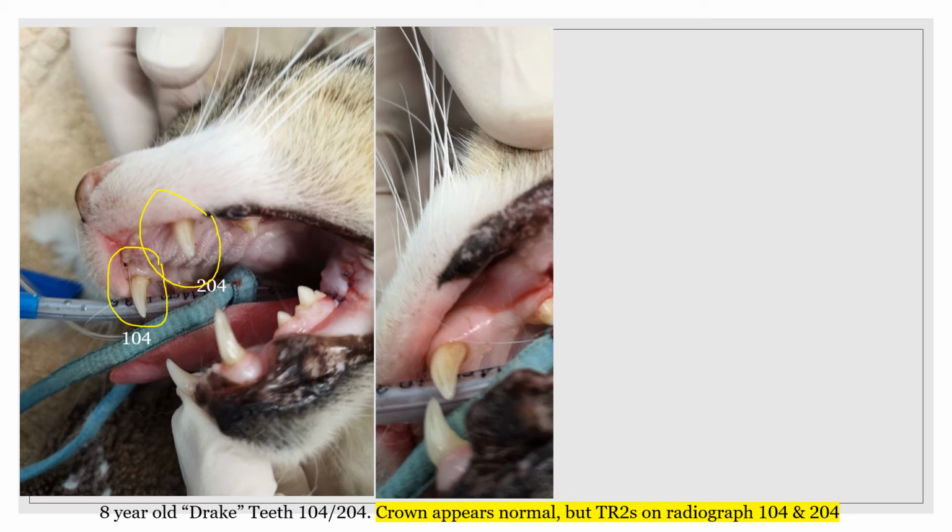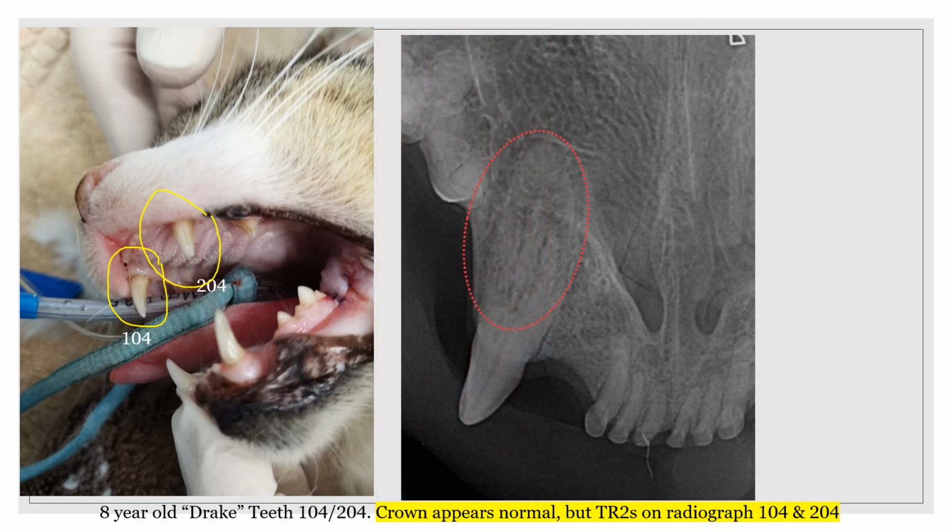Close-up of tooth 204 here. We do have some gingival recession there, so there is some periodontitis going on. If we radiograph it, this is the red oval, shows you tooth 104. So you can see again, this is a type 2 tooth resorption.